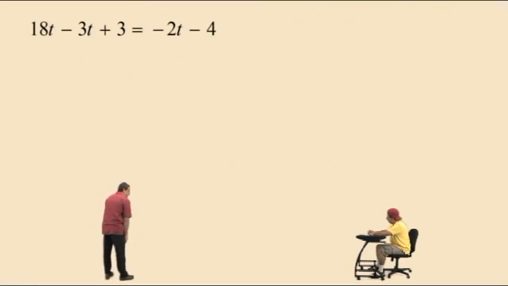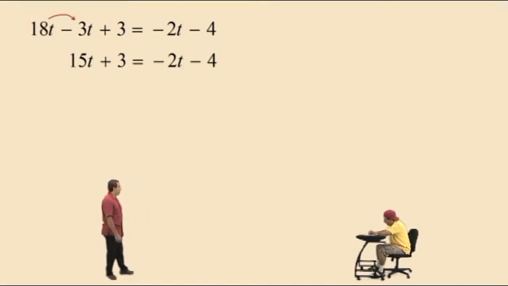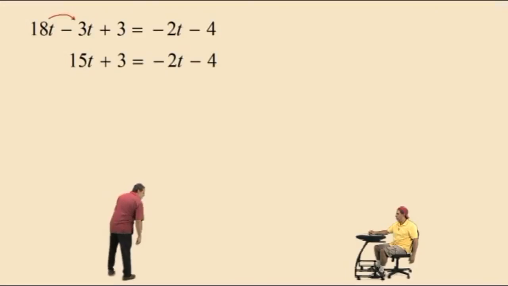Now, Charlie, what comes next? Combining like terms. That's right. So, 18t plus a negative 3t is what? 15t. That's right. Bring down your 3. The right-hand side, those are not like terms, so you can't combine, right? You can combine those terms on the right-hand side if you want to repeat the class. Right? They're not like terms, so you can't combine them, right?